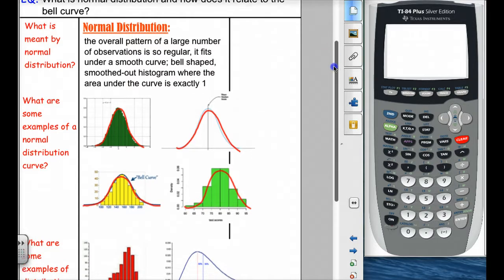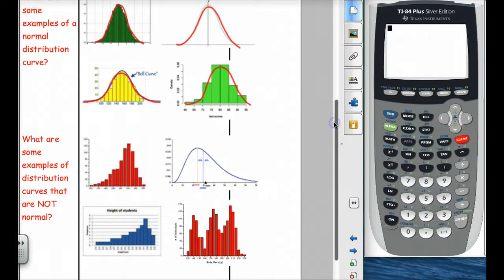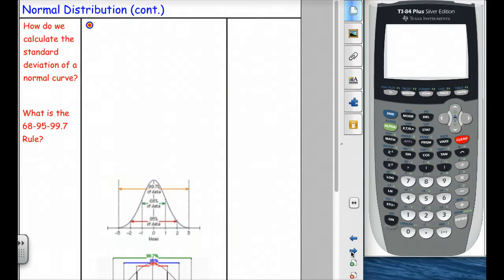Now, to show you why these ones are not normal distribution: as you can see from some of these, this is skewed over to the right. This one is skewed over to the left. This one here again is skewed to the right. And this one is way too all over the place to have any chance of being normal distribution. So when we look at that, one of the things we want to look at is how we calculate it on the standard deviation of a normal curve.